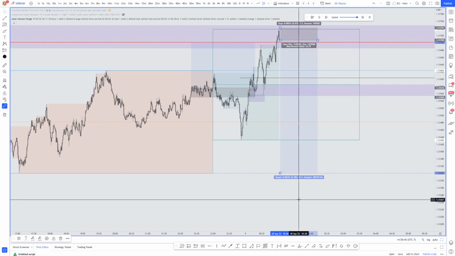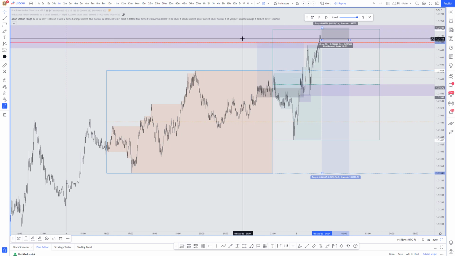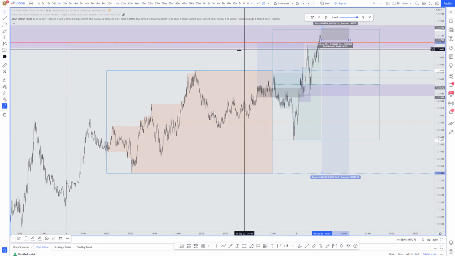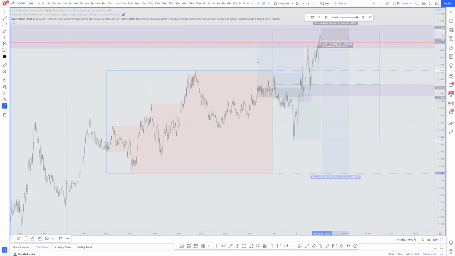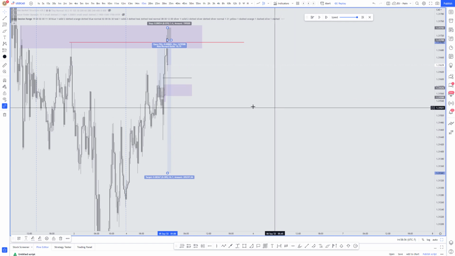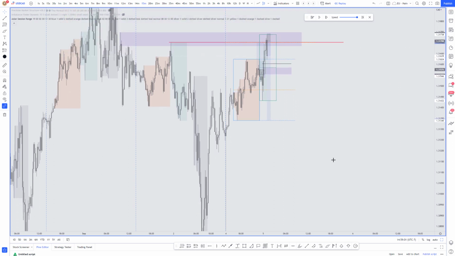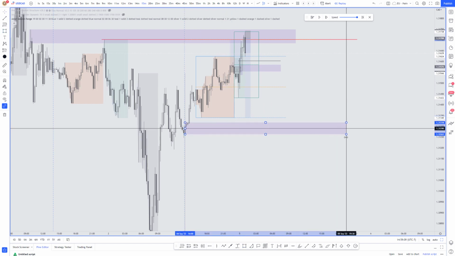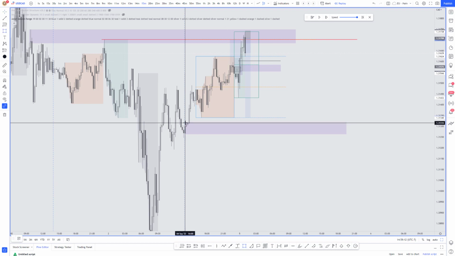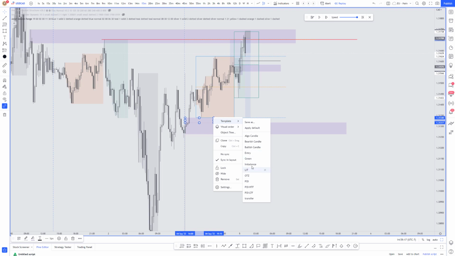Now, one thing to keep in mind is if this is where our POI above Asia was, where we had our minor pulled, we should assess what's below Asia. We can just check the 15 here. And below Asia, we have this POI here. And I would pull the imbalance right underneath Asia.